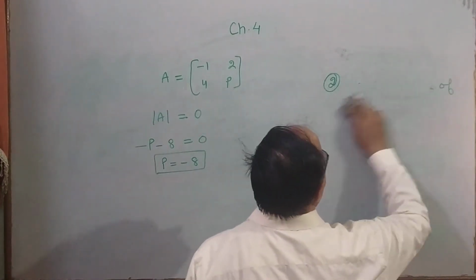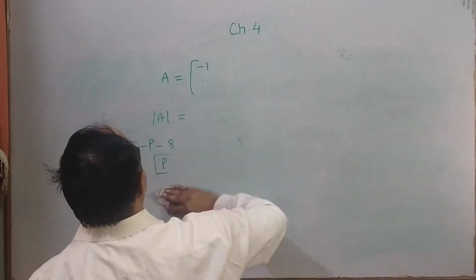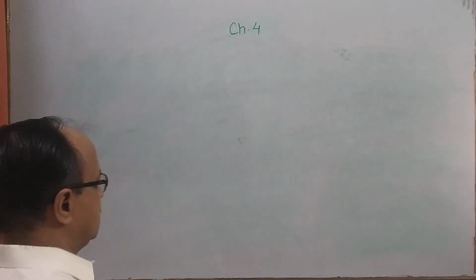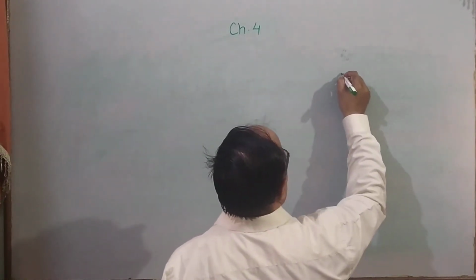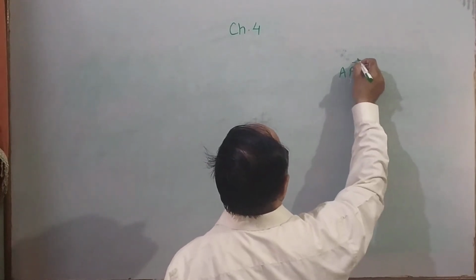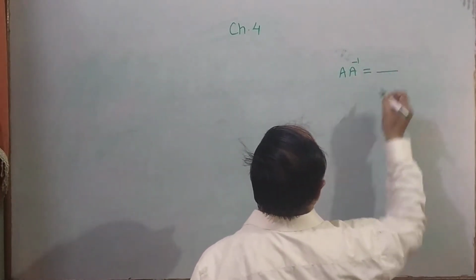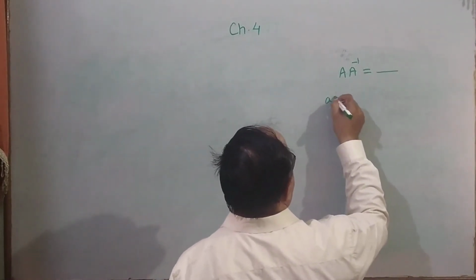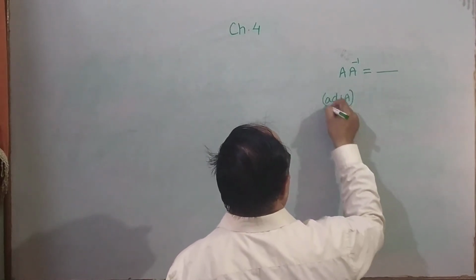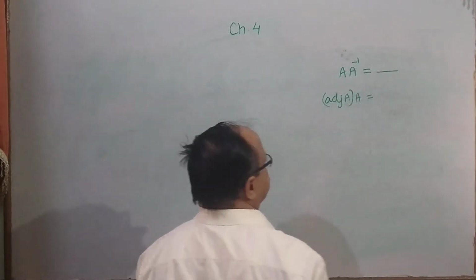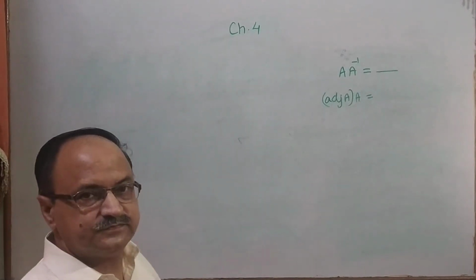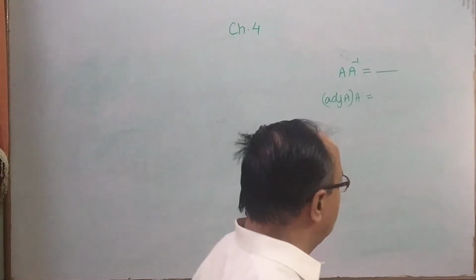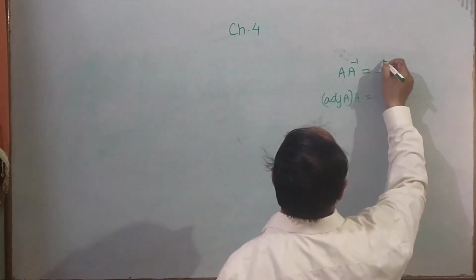Now, can you tell me some properties of the determinant? A into A inverse is equal to what? And adjoint of A into A is equal to what? Clear? Who can tell? A into A inverse formula. A into A inverse is equal to I.